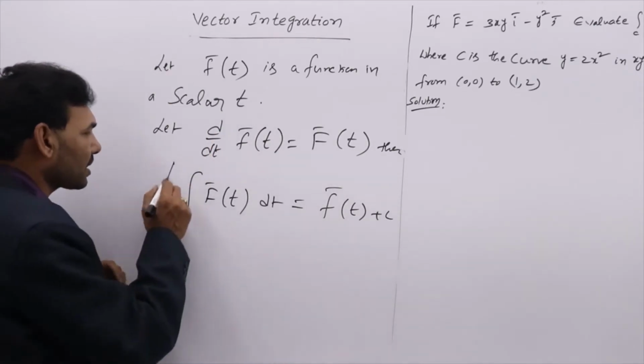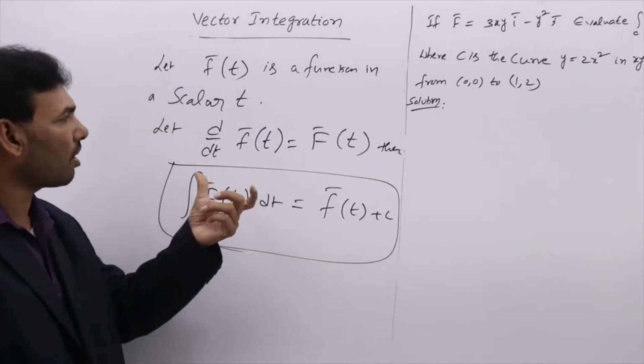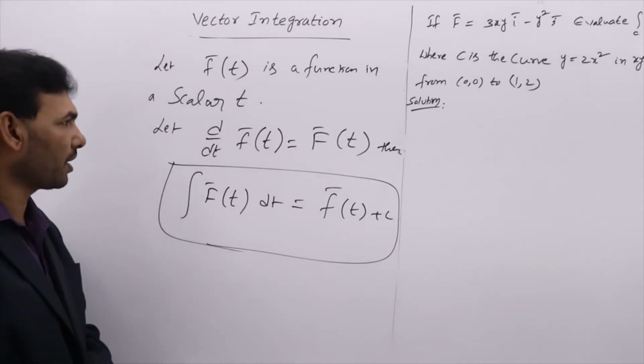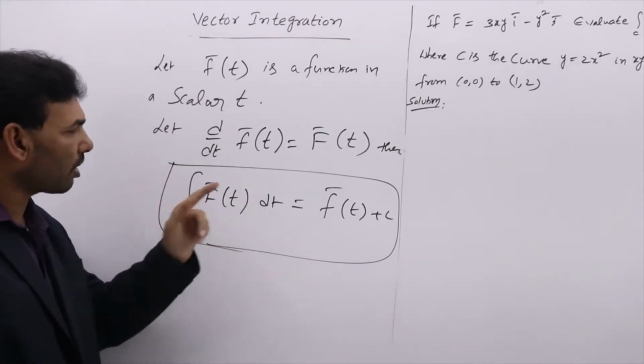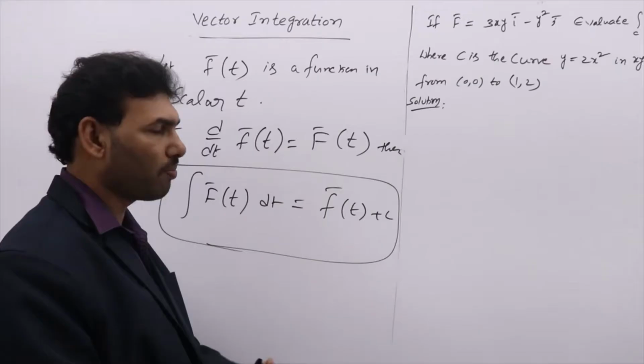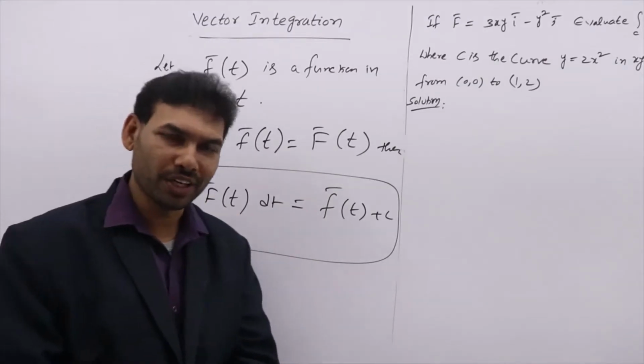So this is vector integration, the integration of a vector point function. We got this: integral f bar of t dt is small f bar of t. Like this, we are going to integrate a vector point function.